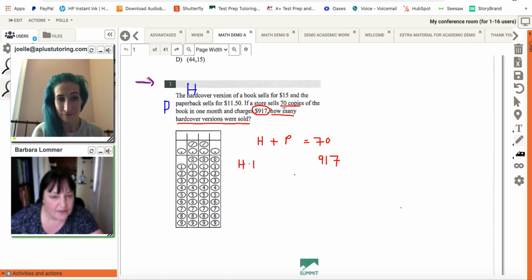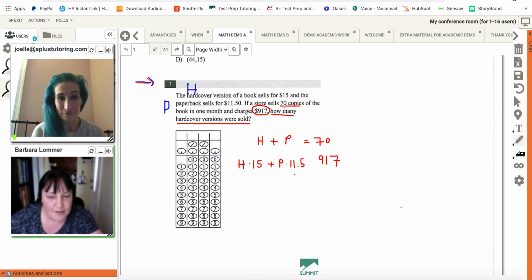For the paperbacks, it's $11.50 per book. Same thing. I don't know how many I have, but I know they're $11.50 each. So P times $11.50, which I'm just going to shorten to 11.5 right now. So now I have two equations.